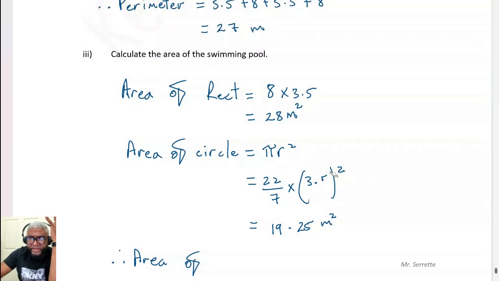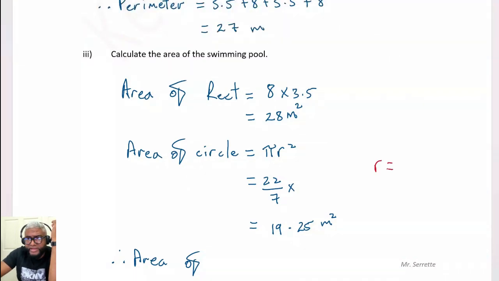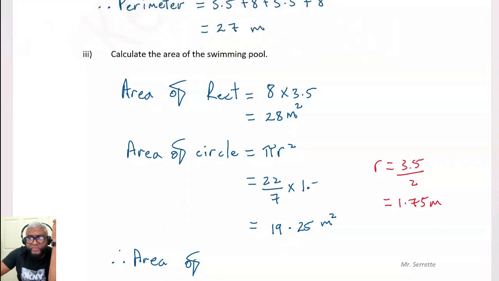1.75. Let me put it higher because it's probably confusing people. I put a little work in here. Radius is equal to 3.5 divided by 2, which is 1.75 meters. That is your radius, so it's multiplied by your radius squared, 1.75 squared. What are you all getting there? 9.625. So where did 19 come from?